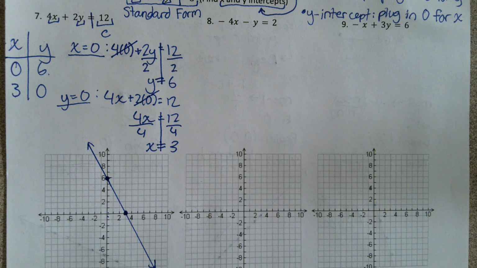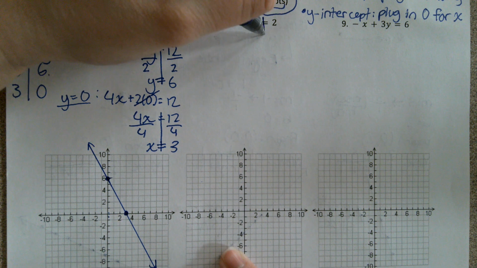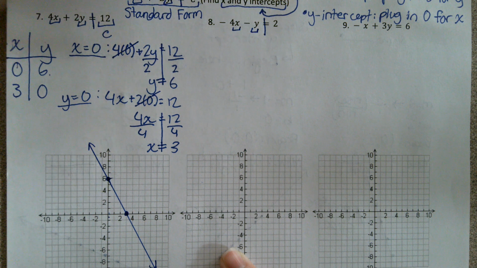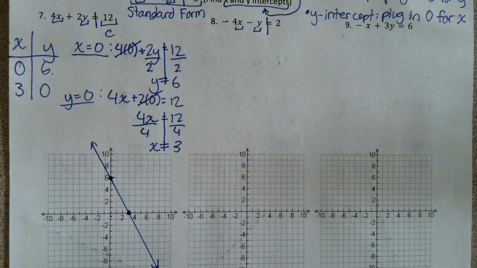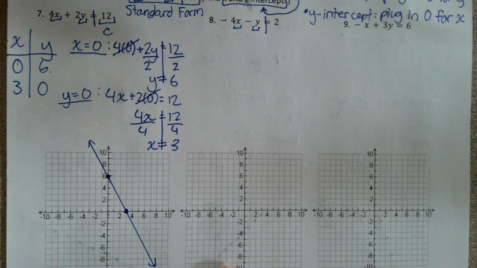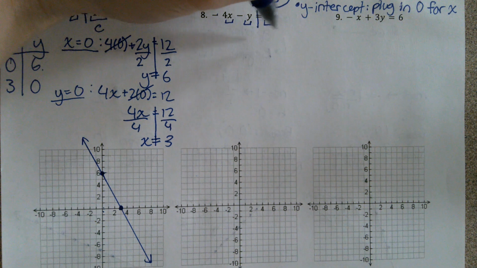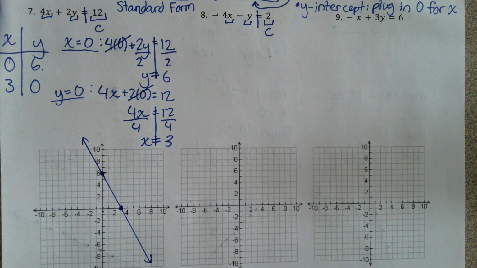Number 8, negative 4x minus y equals 2. Again, what's important is you make sure that the x and the y are on the left side as they are here. Don't worry so much about the positives in the original equation. It's okay to have negatives. That just means a and b are negative numbers here. And then the c is all by itself on the right side, as it should be. So we are in the correct form, so we can move on and do this process.